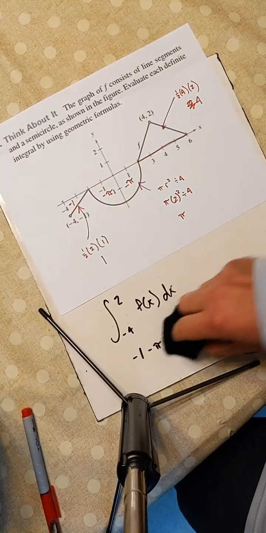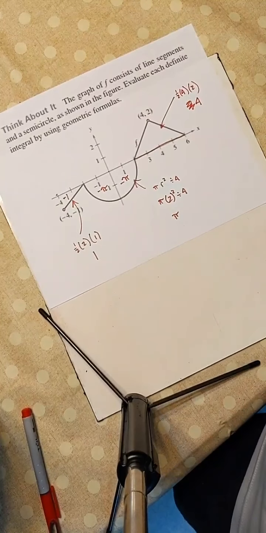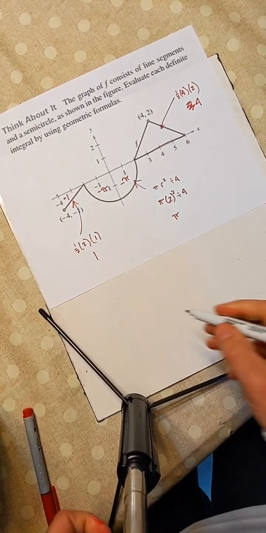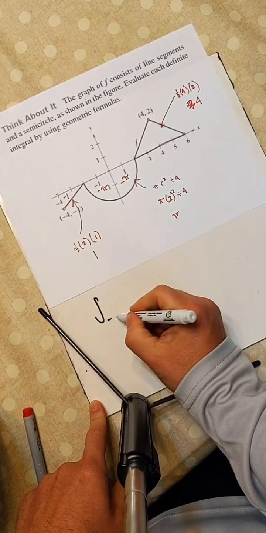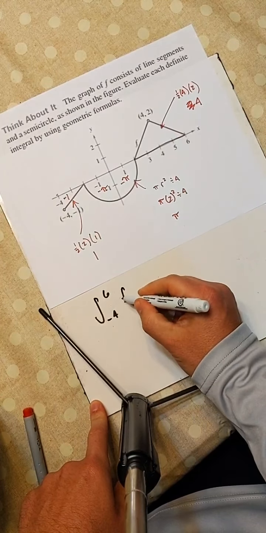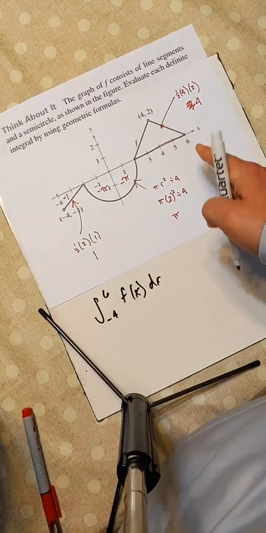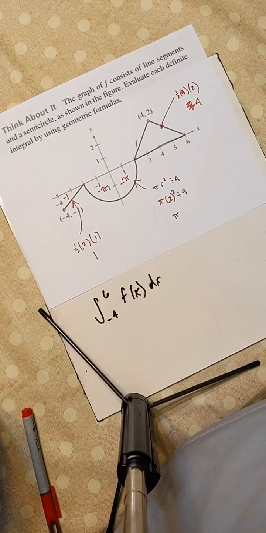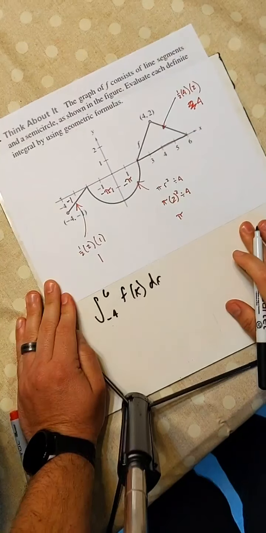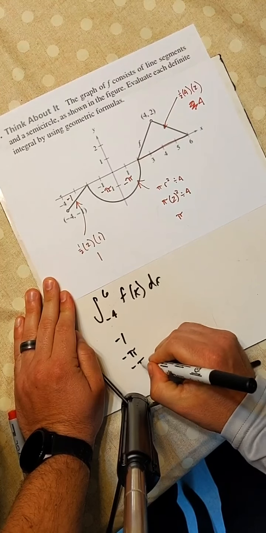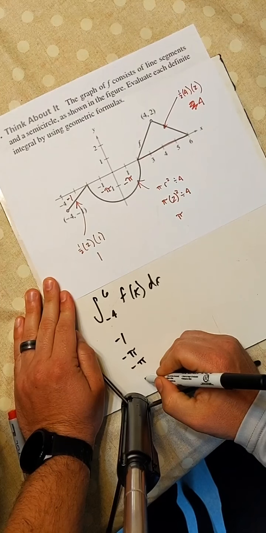Alrighty. Well, here we go. Next one. What is the integral from -4 to 6 of f of x? All right, well, that's just all the way across. So we're going to take our answers and just add them all up. So it'd be a -1, a -pi, a -pi, and a +4.